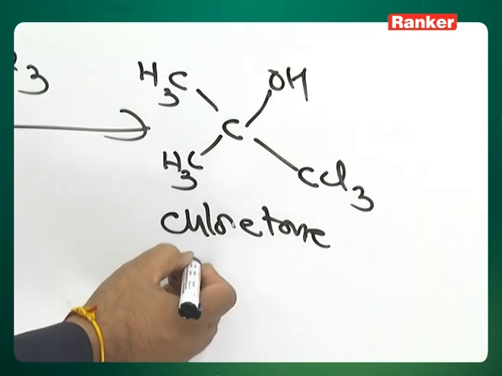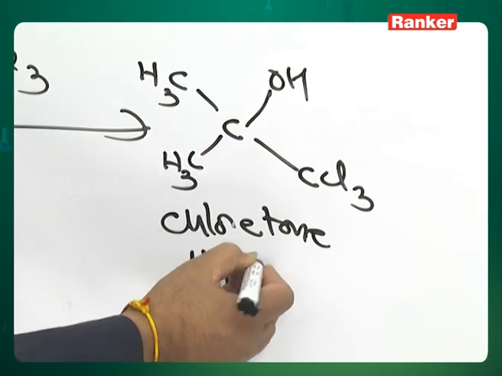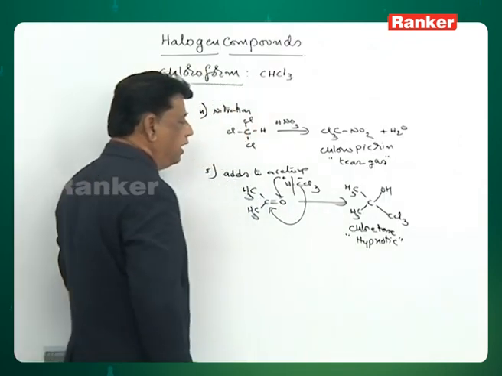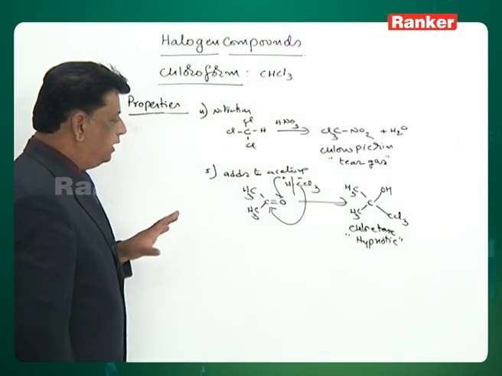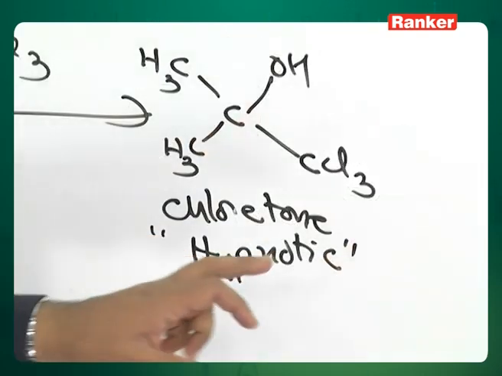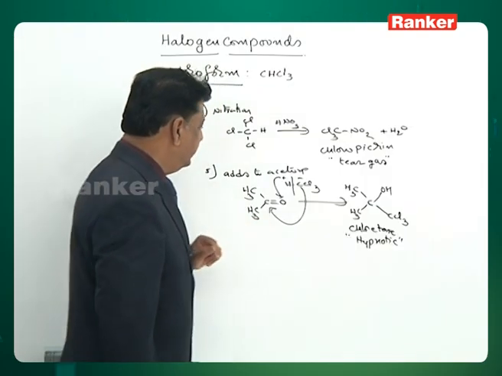It is used as a hypnotic agent. Hypnotic means sleep producing without any other problems. It produces relaxation through sleep, therefore it is called a hypnotic agent, chloretone.